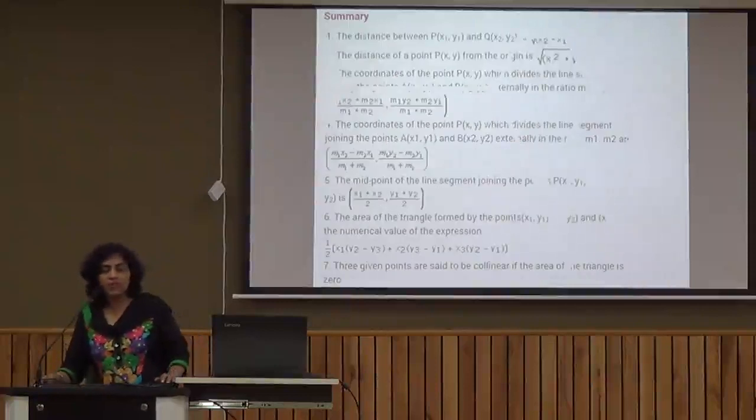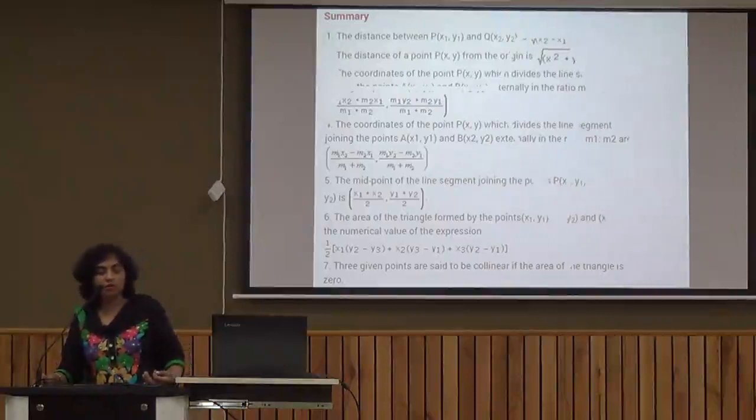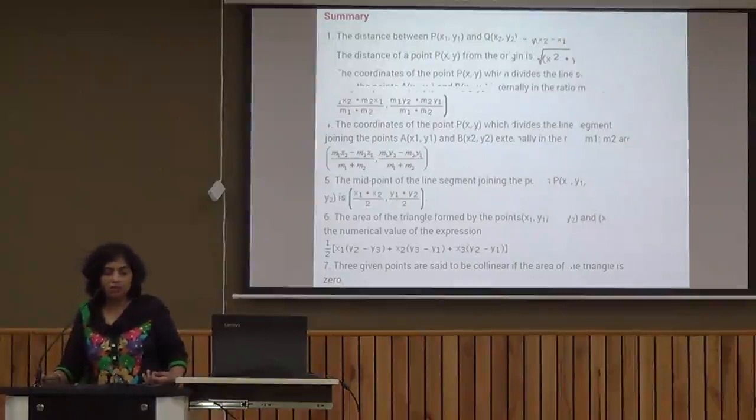So let's have a quick summary of whatever we have done today. We have calculated the distance between 2 points P (x1, y1) and Q (x2, y2) as under root of (x2 minus x1) whole square plus (y2 minus y1) whole square. The distance of a point from the origin is under root of x square plus y square.